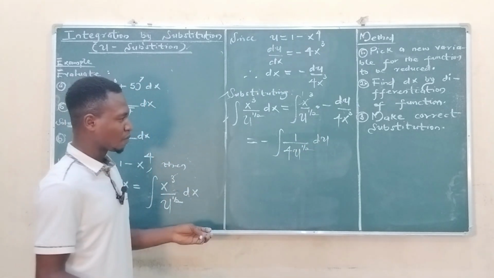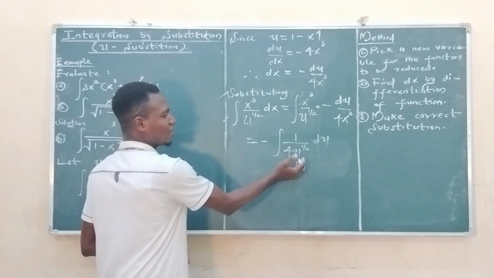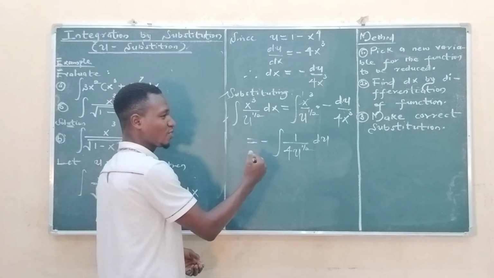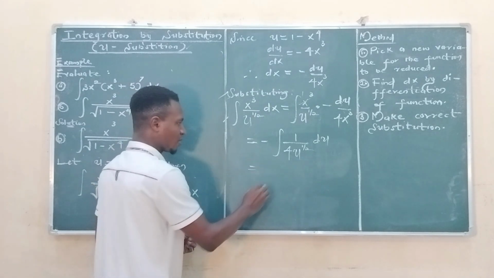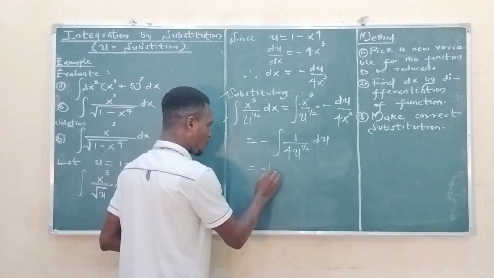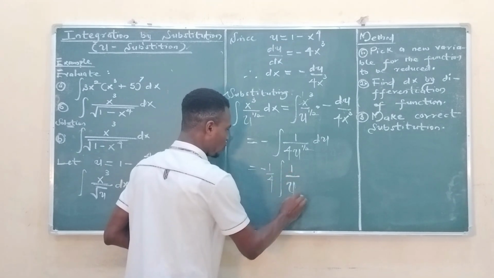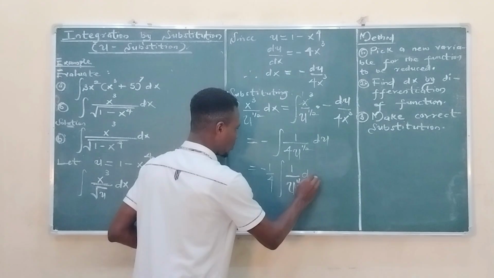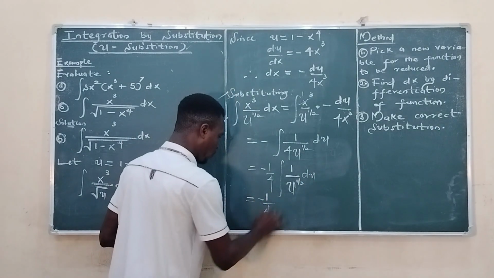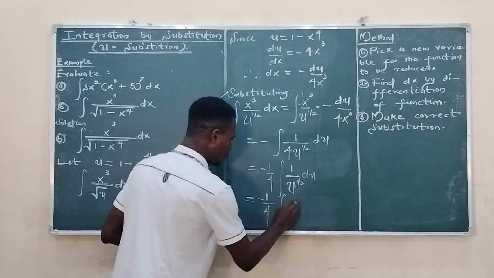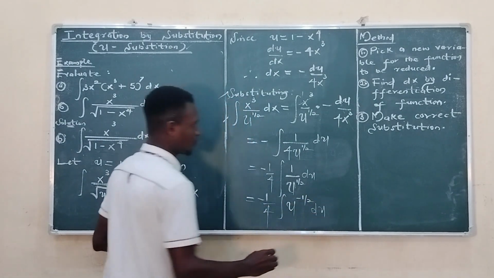So what do we do now? In this case, take note that this is a constant 4 attached to the variable. We can factor out this constant because it is simply multiplying it. So this is also the same thing as 1 all over 4 of the integral of 1 all over u raised to the power of 1 all over 2, du. And from the laws of indices, we can rewrite this as minus 1 all over 4 of the integral of u raised to the power of minus 1 all over 2 with respect to u.